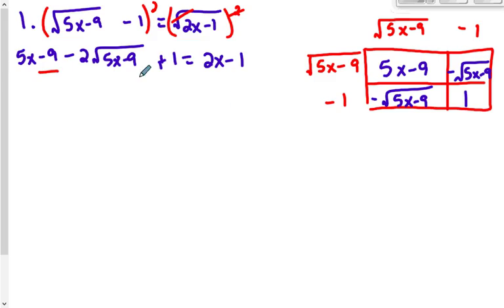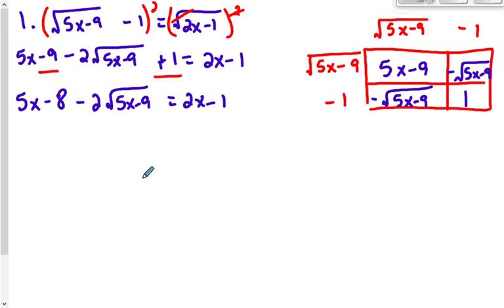I have a minus 9 here and a plus 1 here. What does that give me? So then I have 5x minus 8 minus 2 square roots of 5x minus 9 equals 2x minus 1. What now? I can't get rid of the square root sign until it's by itself. So we need to move everything else away. To do that, we're going to subtract 5x and add 8 to both sides.